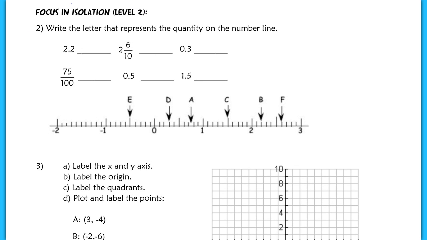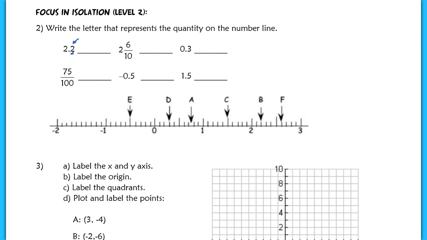So in number 2, we're asked to write the letter that represents the quantity on the number line. So here we're given a value. 2.2 is our first example, and we want to come to the number line here to figure out which of these points represents the value 2.2. Now 2.2, that's the same as 2 and 2/10. This is the tenths place, right? That's the decimal spot that represents the tenths place. So I'm looking for 2 and 2/10.